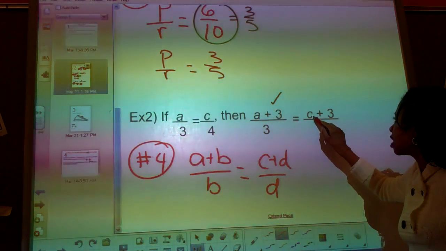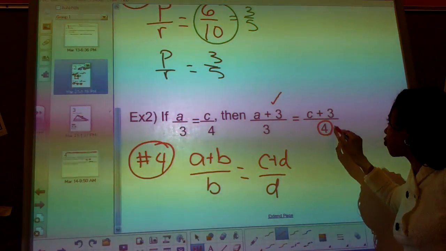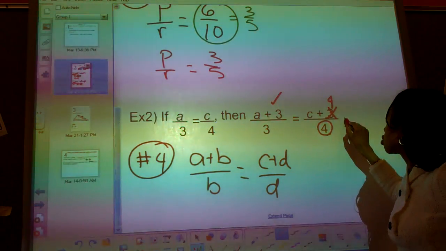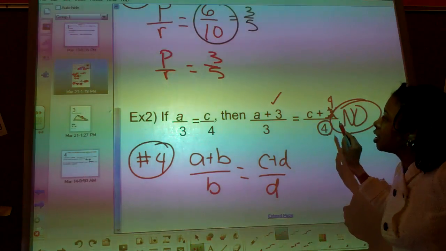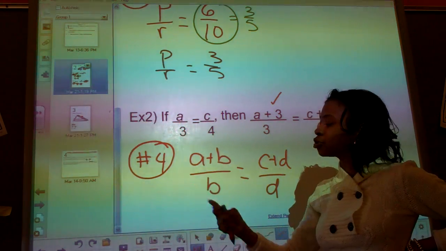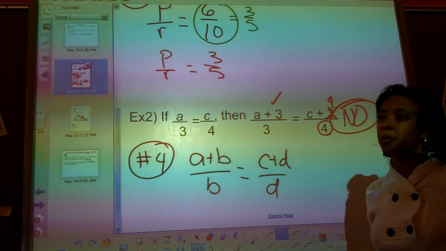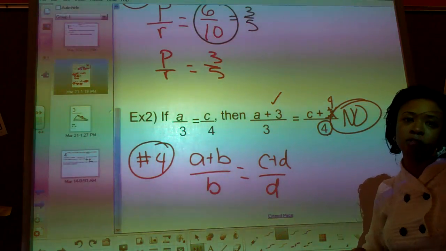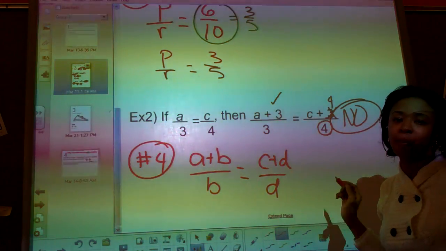And then C plus the denominator. Well, the denominator is 4. That means that this should have been 4. So no. This particular example, number 2, is not property 1, it's not property 2, it's not property 3, and it's not property 4. So this one is a false statement. This is not going to work. These are not proportions.